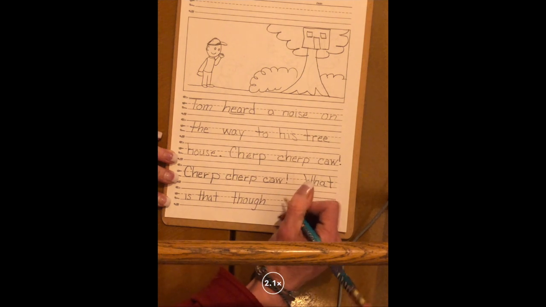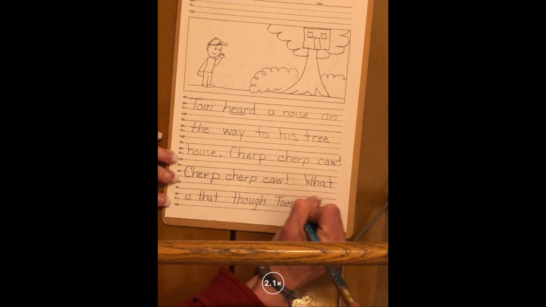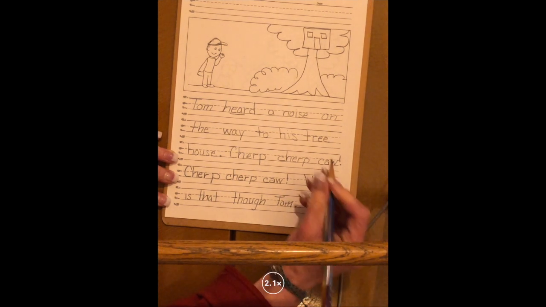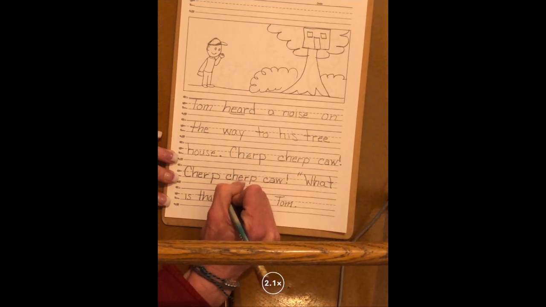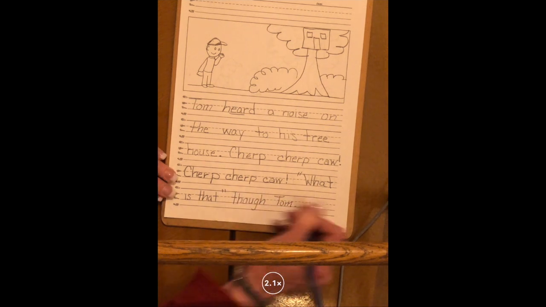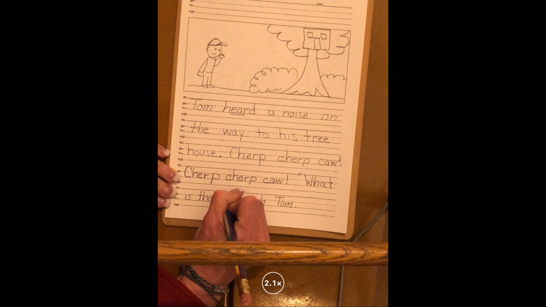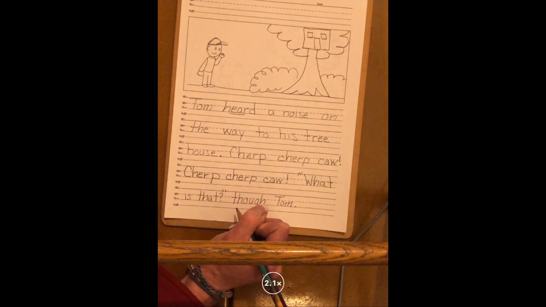Thought Tom. Or Tom thought. I'm going to end with a period. Now, I'm going to put "What is that?" in quotation marks because this is what Tom's thinking. I'm going to put a question mark because that's his question, but he's thinking it. So, "What is that?" thought Tom.